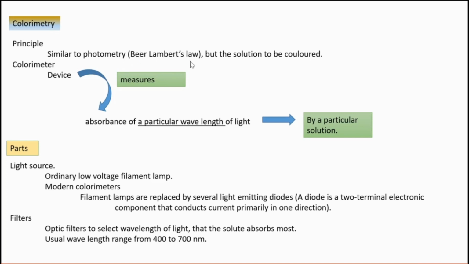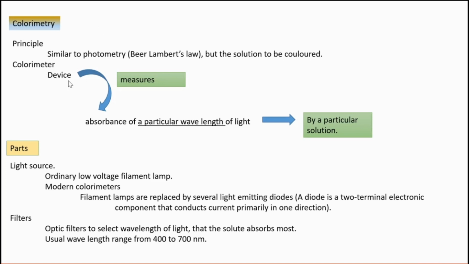What is Beer-Lambert's law? Let me know, anybody remembering what that law says. Beer's law says that the absorbance depends upon the concentration of solution. Lambert's law says that absorbance depends upon the length of the path of light. Right? Okay. Then, what is colorimeter?